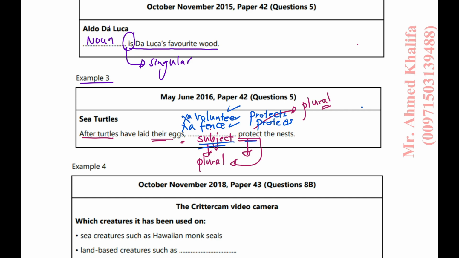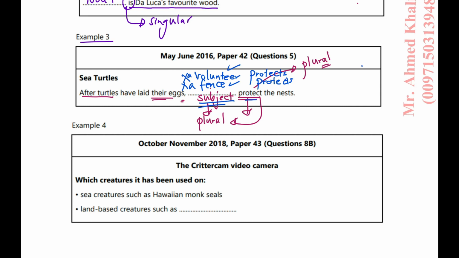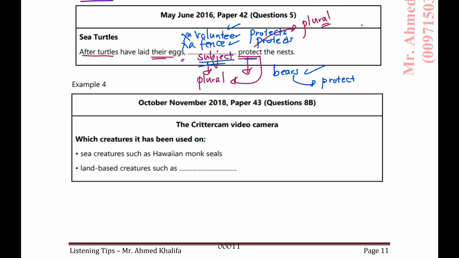That plural subject could be anything. It could be, for example, bears. So bears is correct. So bears protect. See? This is how you understand decoding the grammatical patterns. Let us take the last question.